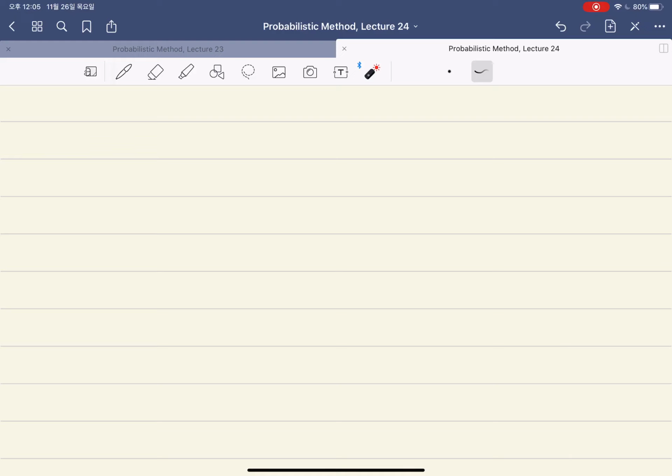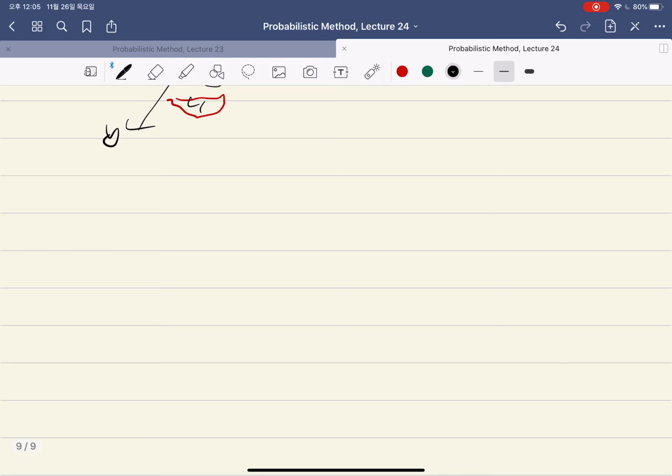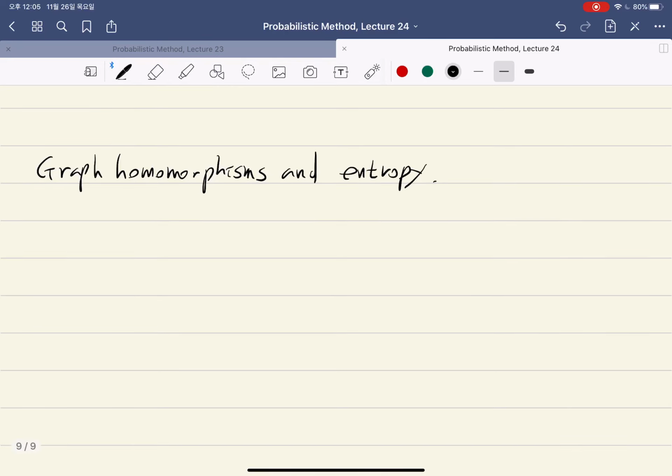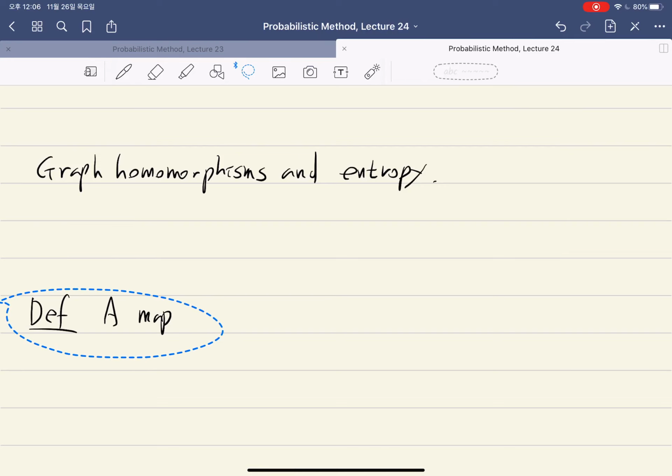So now we use this entropy to prove some theorems about graphs. So let's define what graph homomorphism is. Okay, before that, let's say that our first aim is to count the number of independent sets in G.